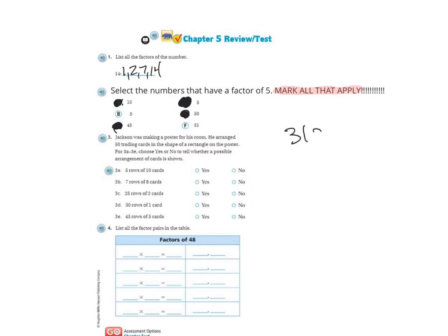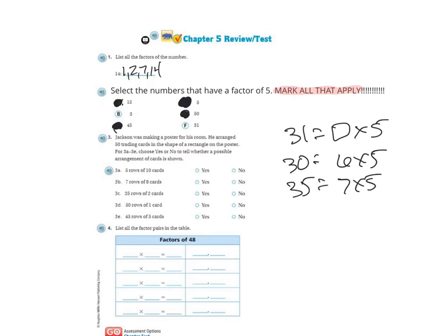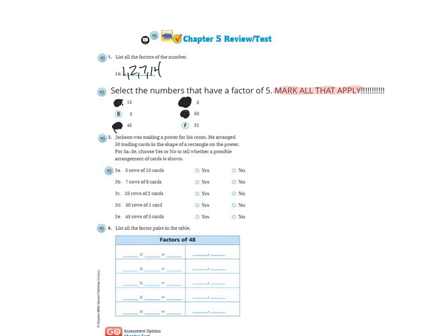Does 31 equal what times 5? Nothing really. 6 will get close, but that gets me 30, and then 7 times 5 gets me 35. So unfortunately, nothing will get me to 31. Sorry 31, we can't pick you. And those are your 4 answers: 15, 5, 50, and 45. For those that are looking, you probably notice a pattern here with 5s and 0s, which we will get into with divisibility rules. All right, let's go to number 3.